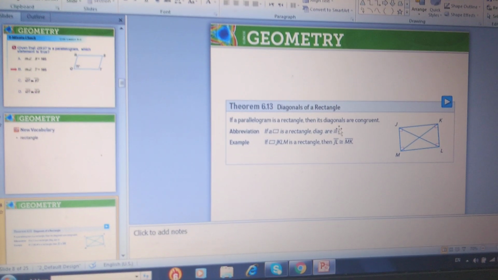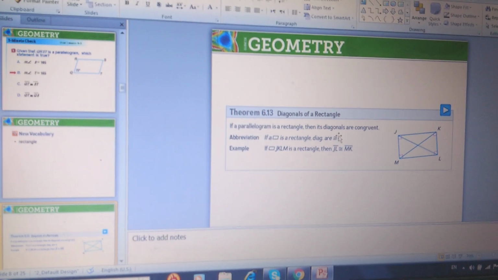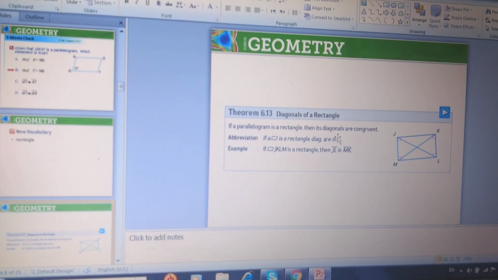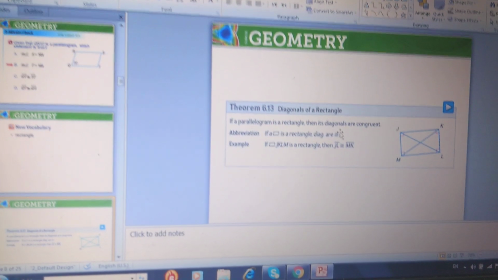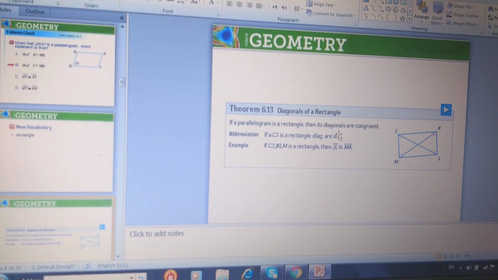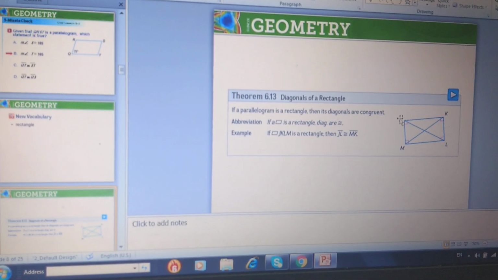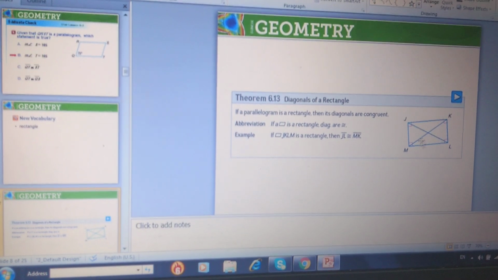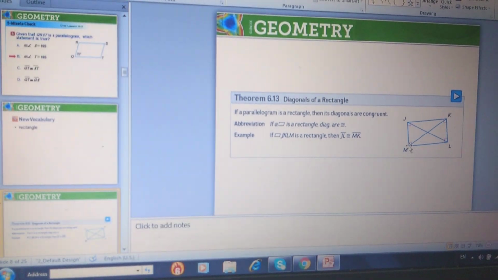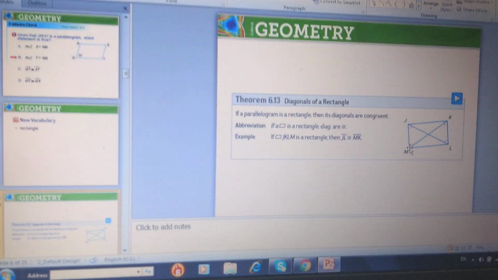Again, I repeat. In a parallelogram, diagonals bisect each other. They intersect in the middle. This is in a parallelogram. But in a rectangle, they bisect each other and they are congruent. What does this mean? This means that JL and KM are congruent. If you find these properties in any parallelogram, this means this parallelogram is a rectangle.